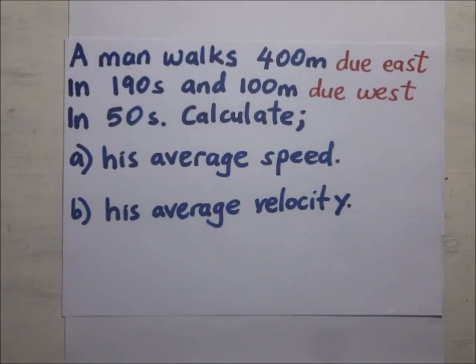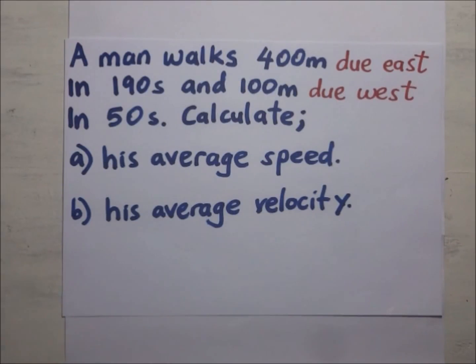Still another example to help us illustrate the difference between average speed and average velocity. Remember, we said that speed is a scalar quantity with only magnitude. Velocity has got both magnitude and direction. Now we have a question here that says that a man walks 400 meters due east in 190 seconds and 100 meters due west in 50 seconds. Calculate A, his average speed, and B, his average velocity.